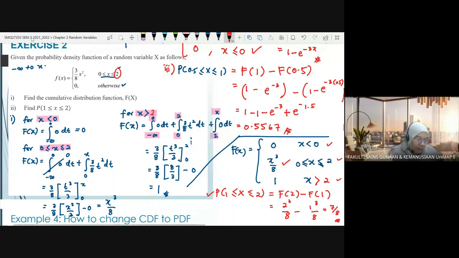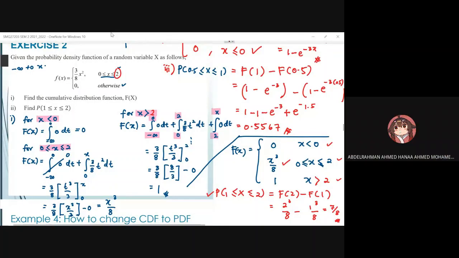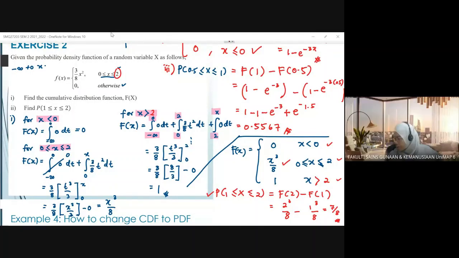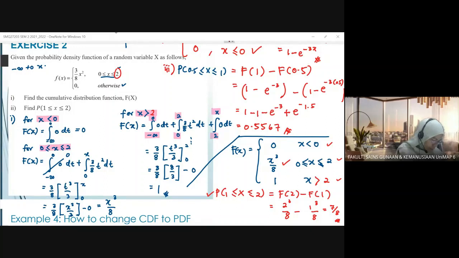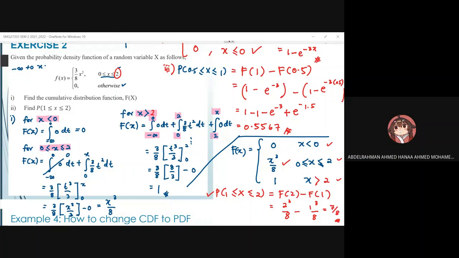Okay, class, are you all okay? Doctor, I got a question. Yes. As in the second situation, when we get x to integration, why is the second integration from 0 to x? Why not from x to 2? The second integration? Yes.